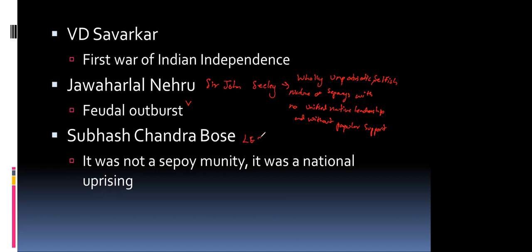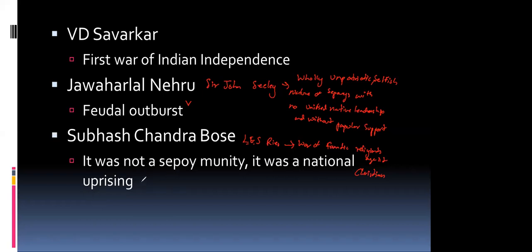L.E.S. Rice says this 1857 is a war of fanatic religionists against Christians. Subhash Chandra Bose says that the revolt of 1857 is not merely a sepoy mutiny, but a national uprising.